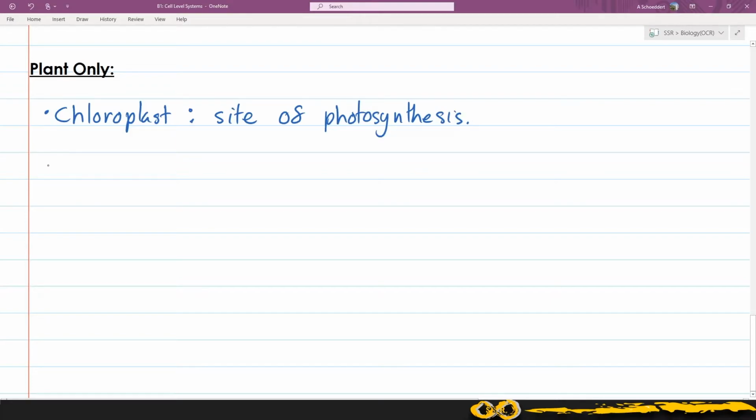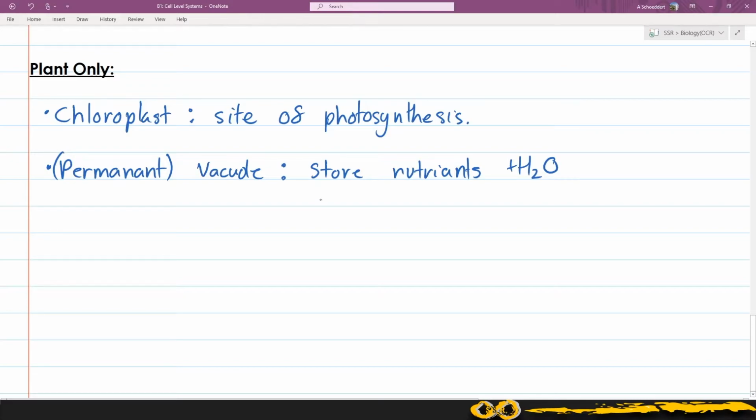The next structure is the permanent vacuole. You may not always hear the word permanent used to describe these. They are a site of storage for nutrients and water for the cell. But they're also able to help to support the structure of the cell by having that water pressure.